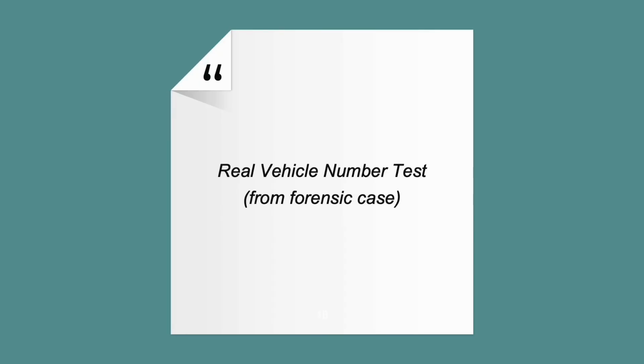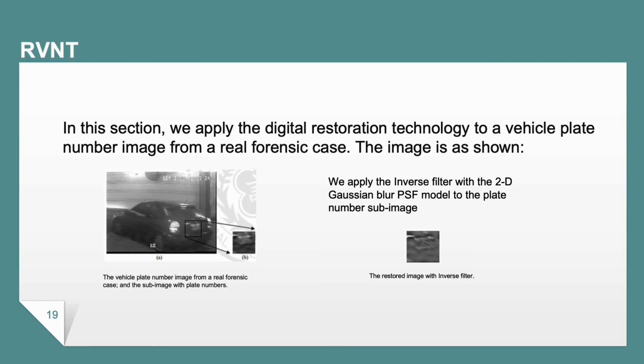Now we'll talk about the real vehicle number test, which is used in forensic cases and in some of the police cases. In this, we'll apply a digital restoration technology to a vehicle plate number image from a real forensic case. In these cases, the camera clicks the picture of the car, we focus on the number plate, and from that video we cut out a picture, and with that picture we need to find the plate number of that car.